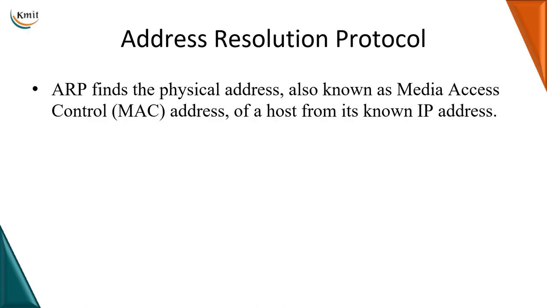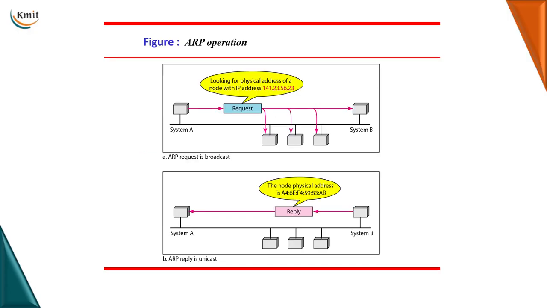So let us learn the first protocol, that is Address Resolution Protocol, where a host is aware of the IP address of a particular device, but it doesn't know the physical address. So mapping a physical address to a given IP address is the job of the ARP protocol. Let us see the ARP operation.